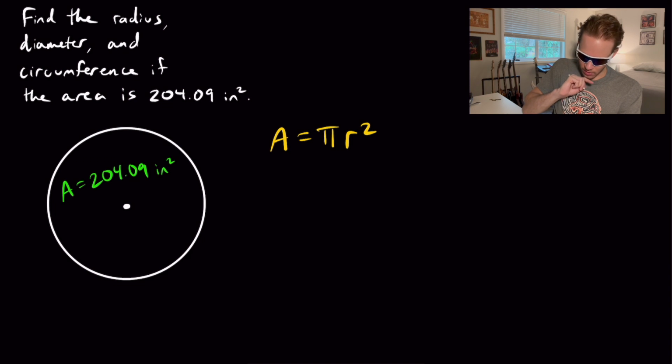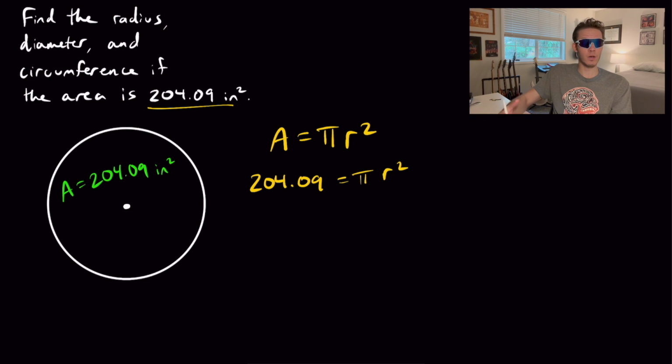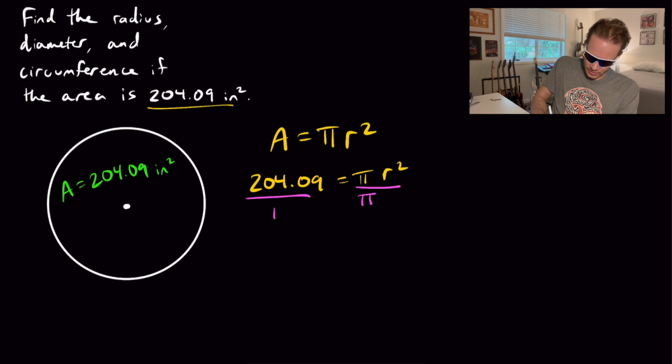And we know the area is 204.09. So I'm going to substitute that in. 204.09 is equal to pi r squared, and we're solving for r. So I want to get r by itself. What I'm going to do first is divide both sides by pi.